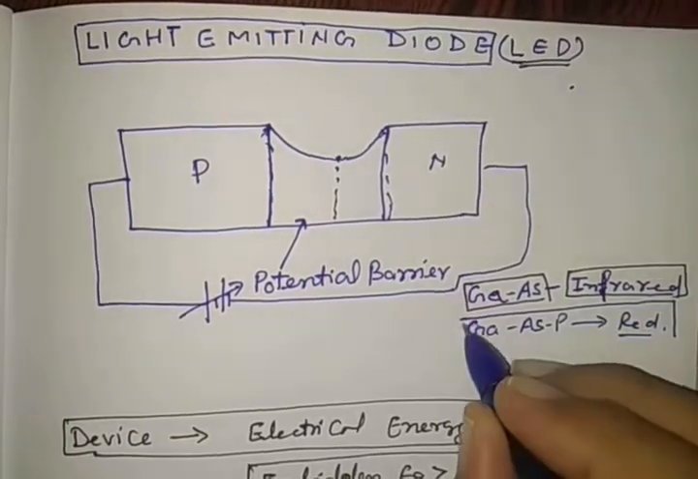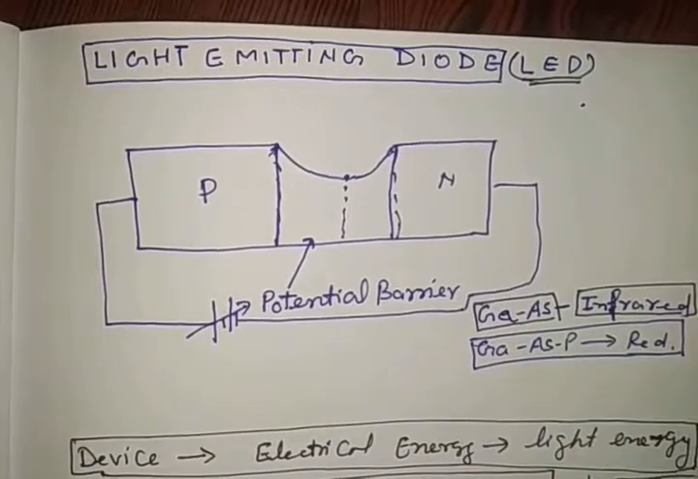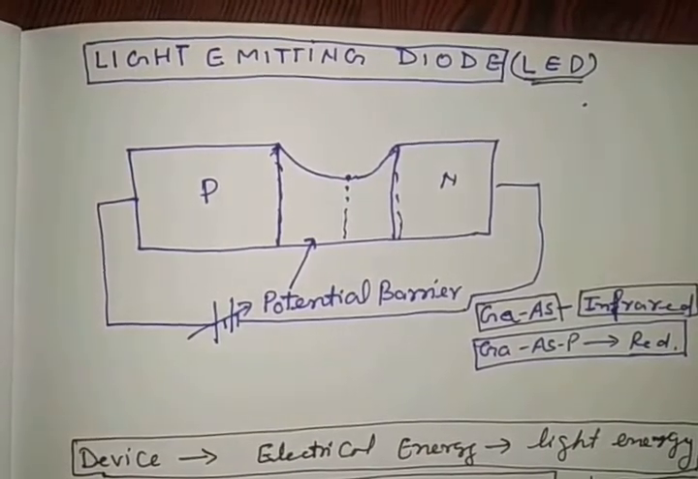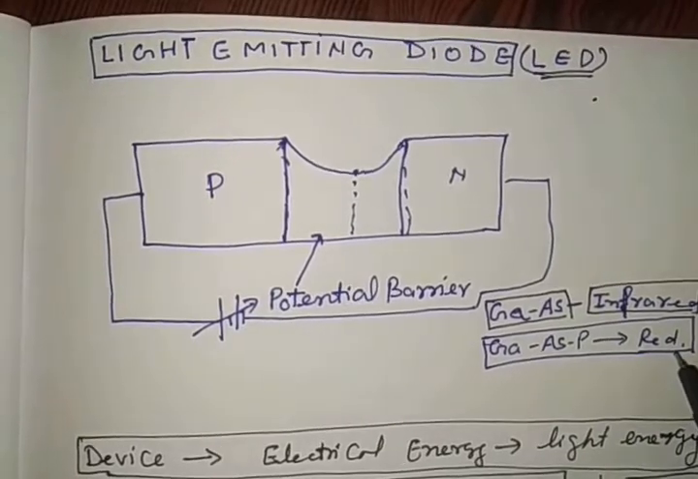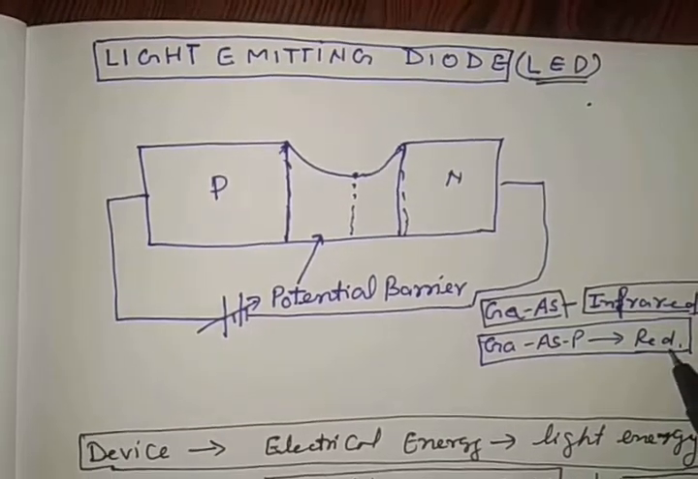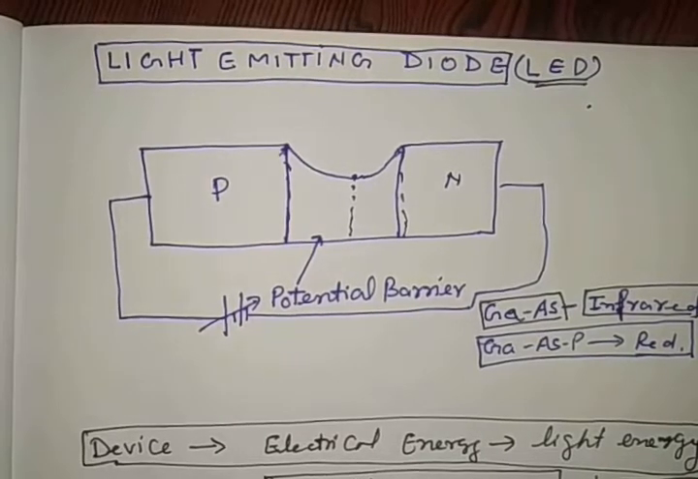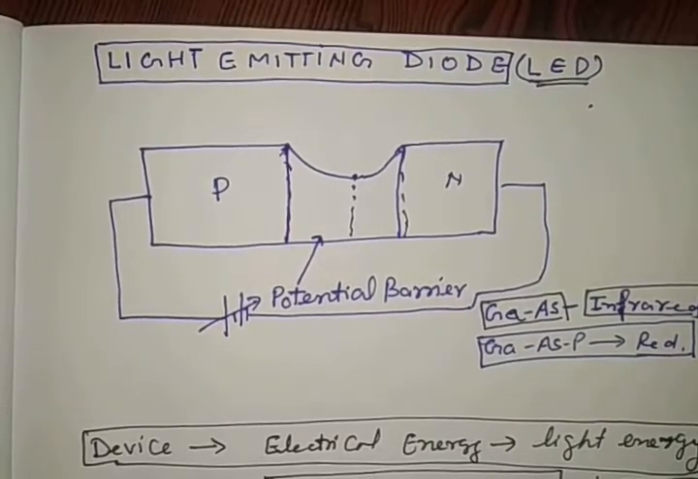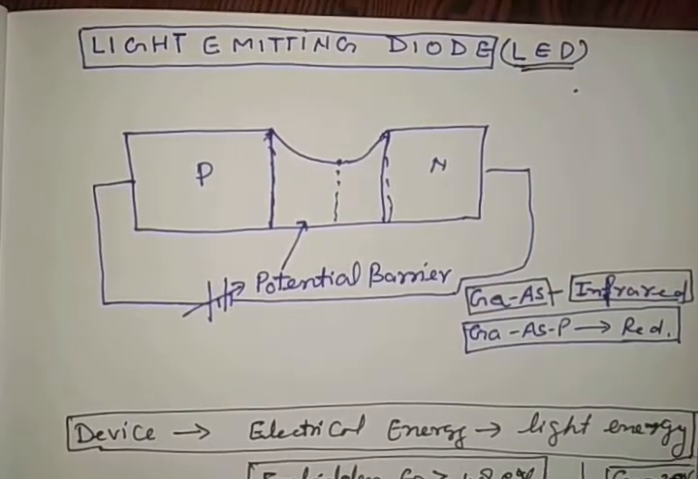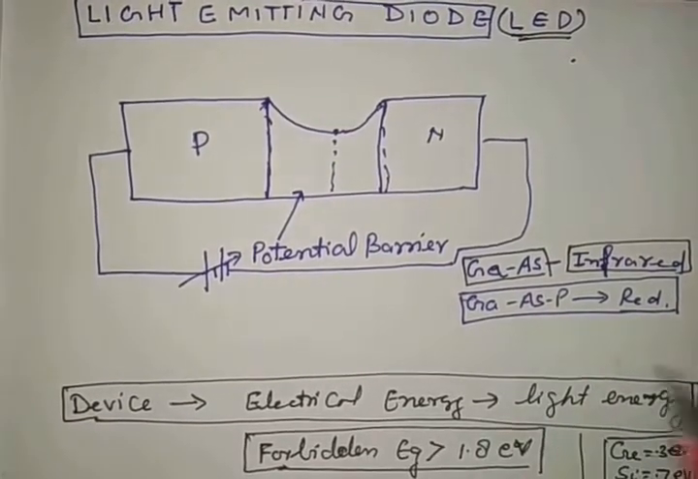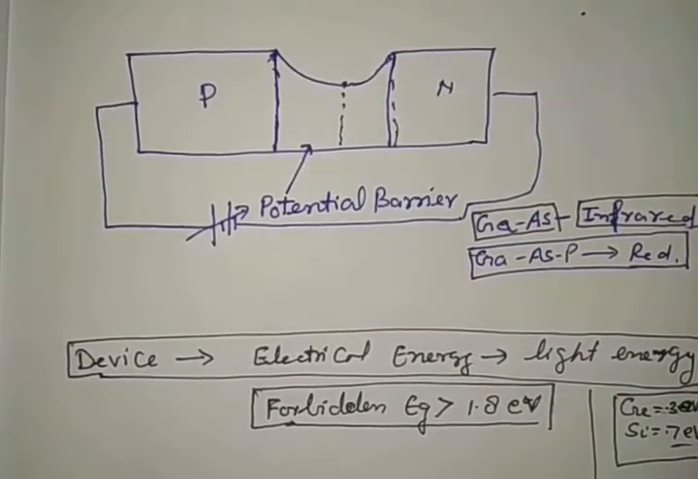Now if you want to produce red light, gallium arsenide phosphide is used as a semiconducting material in the light emitting diode to produce red light. If you use some other material, then red, green and so on can be produced. Clear this is?